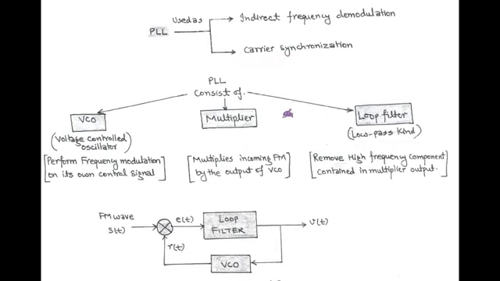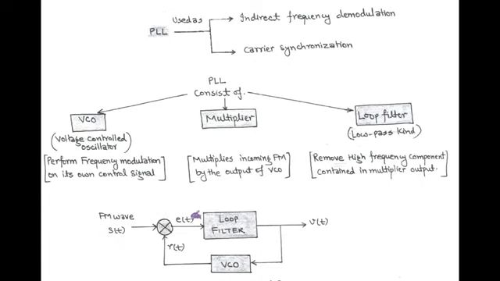And on the basis of designing, PLL consists of voltage controlled oscillator, multiplier and loop filter, that is a low pass type. The main function of voltage controlled oscillator is to perform frequency modulation on its own signal, that is called control signal. The output of VCO is multiplied by the incoming FM wave with the help of multiplier.